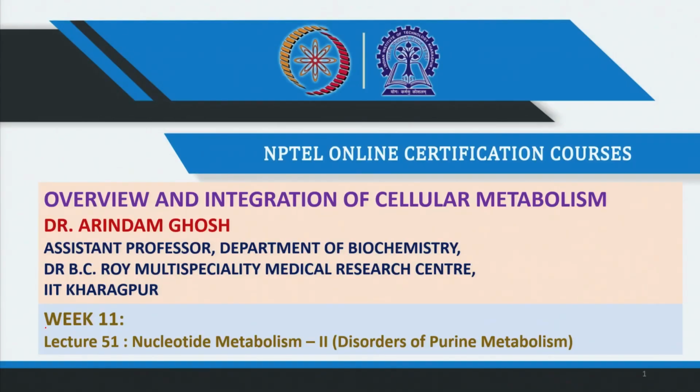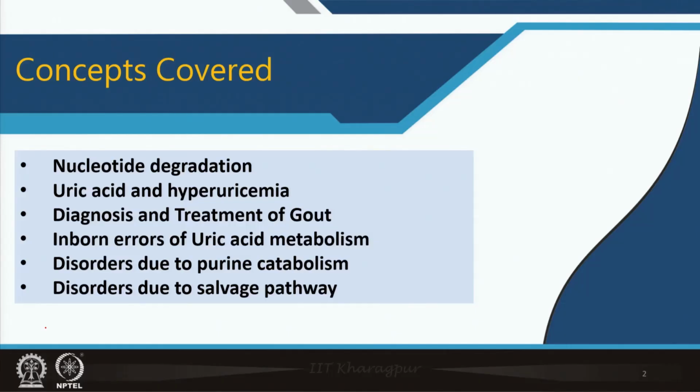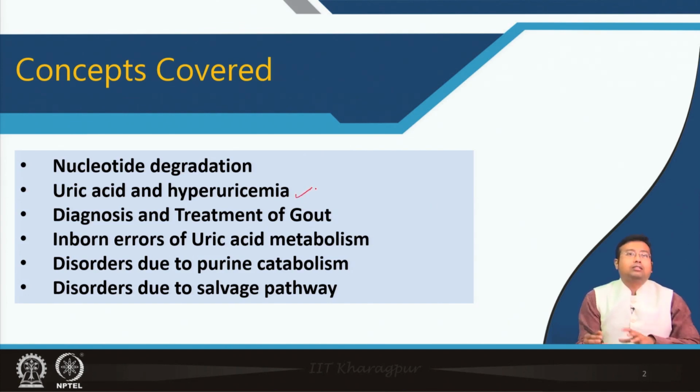We are continuing with nucleotide metabolism, and this class will focus on disorders of purine metabolism. In the last class we discussed how purine is synthesized. So in this class we will be discussing how they are degraded, how it leads to a disease of uric acid production and hyperuricemia.